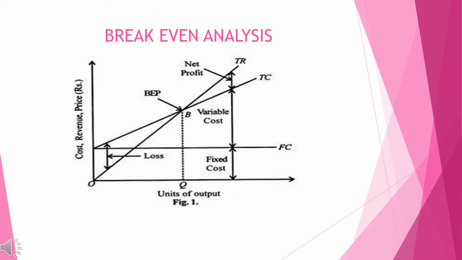This is called the loss zone. Beyond 300 units of output, the firm is realizing profit as total revenue exceeds total cost. At 300 units of output, the firm is neither incurring loss nor realizing any profit. It is the break-even point, or no profit, no loss point of production.